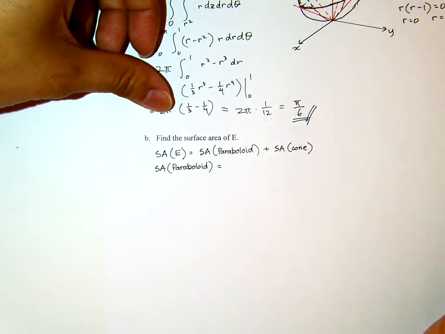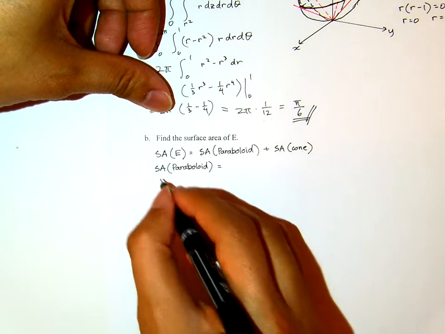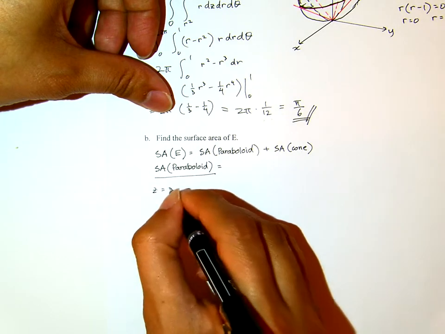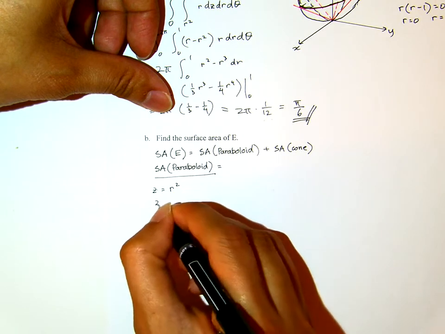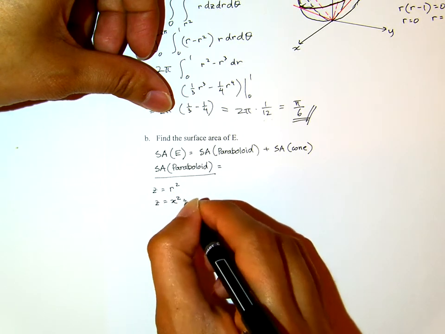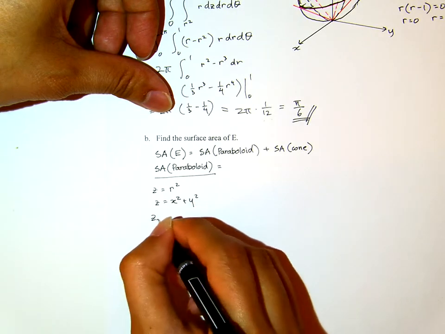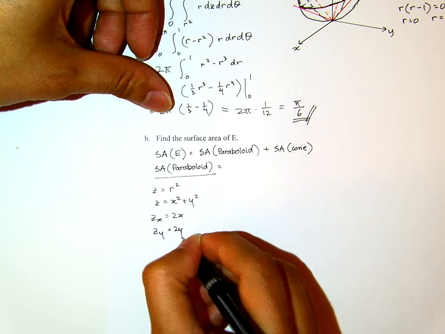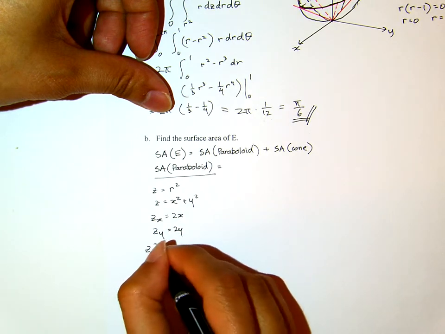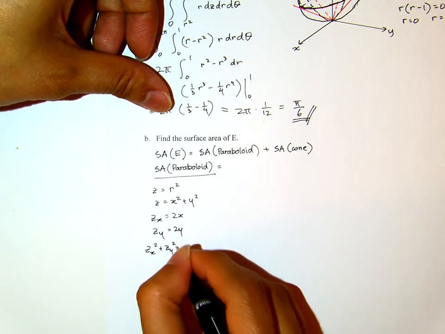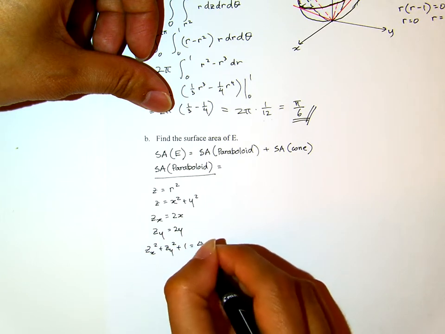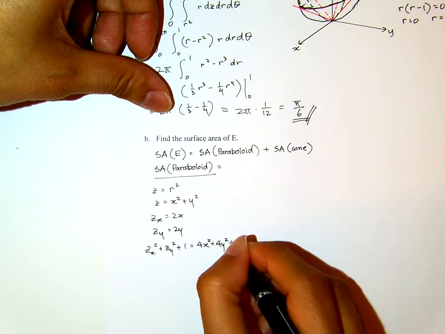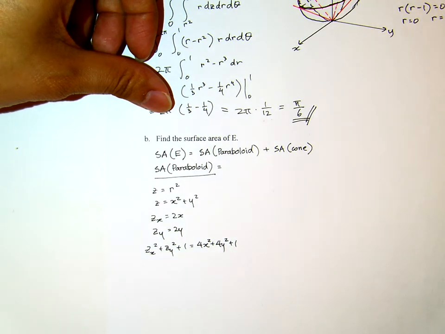Okay, now you see that, let me do the setup first below. You see that z equals r squared, which is z equals x squared plus y squared, which means z sub x equals 2x, z sub y equals 2y, and then z sub x squared plus z sub y squared plus 1 equals 4x squared plus 4y squared plus 1.